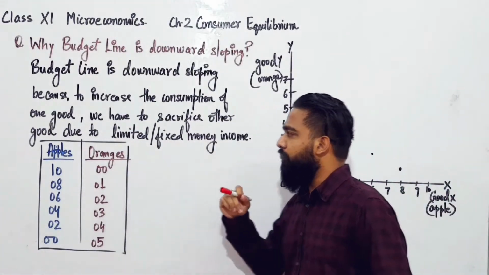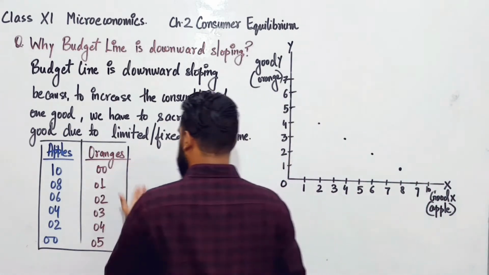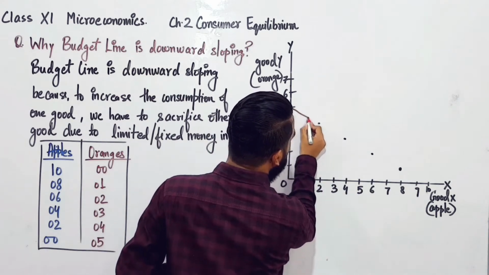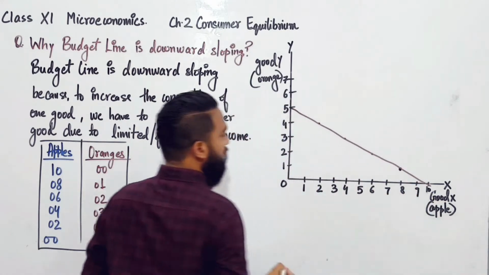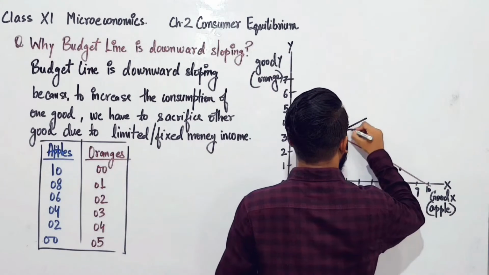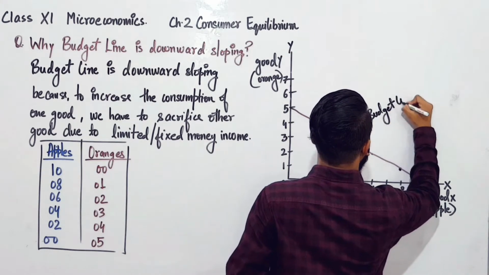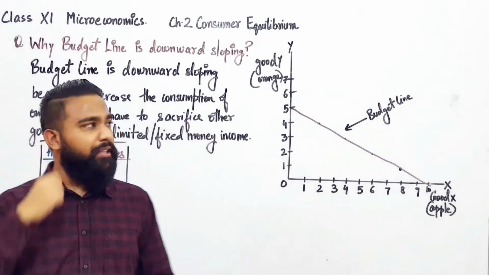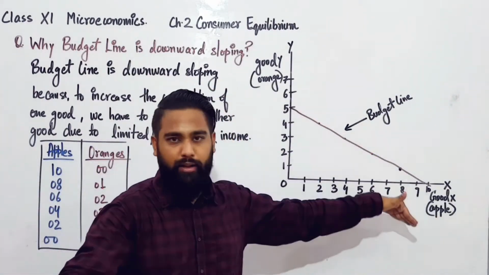Now, with these combinations, we have to plot a graph. If you plot these marks, you will get an exact straight line like this. And this straight line, students, is your budget line. Now, the question arises: why is this budget line downward sloping?